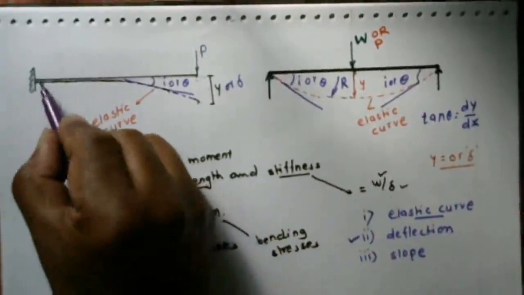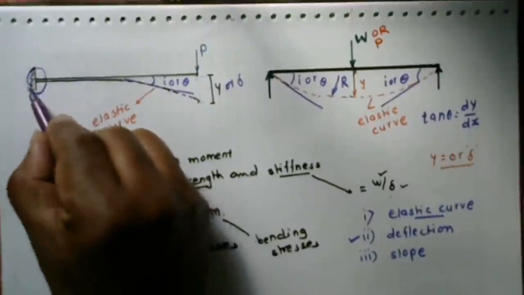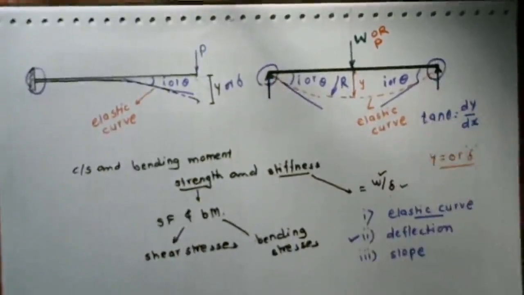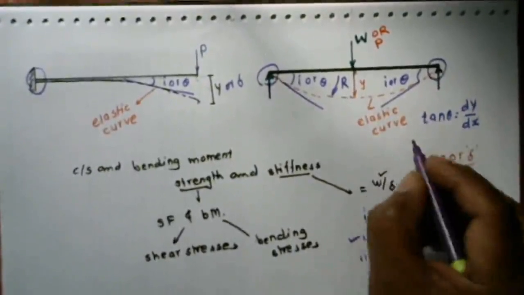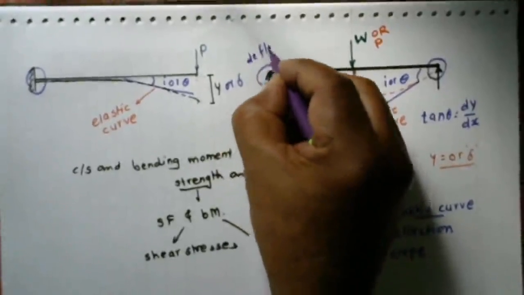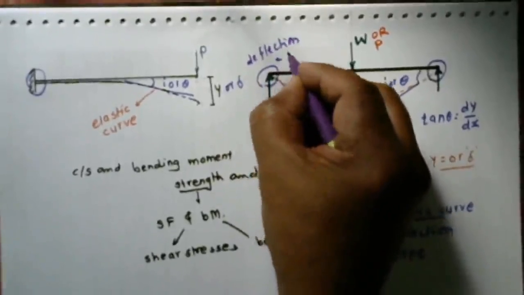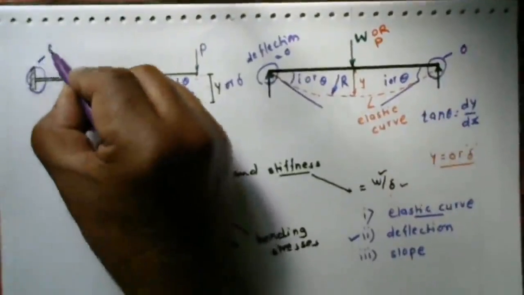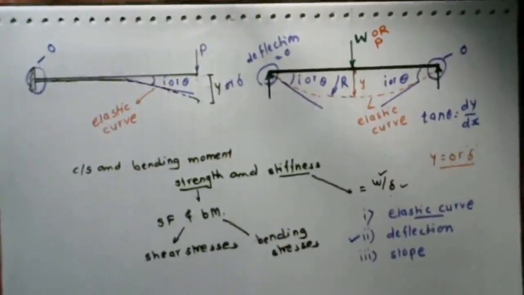And the deflection at the support, at this side or this side, is always 0. Deflection at the support is always 0. At these points the deflection will always be 0.